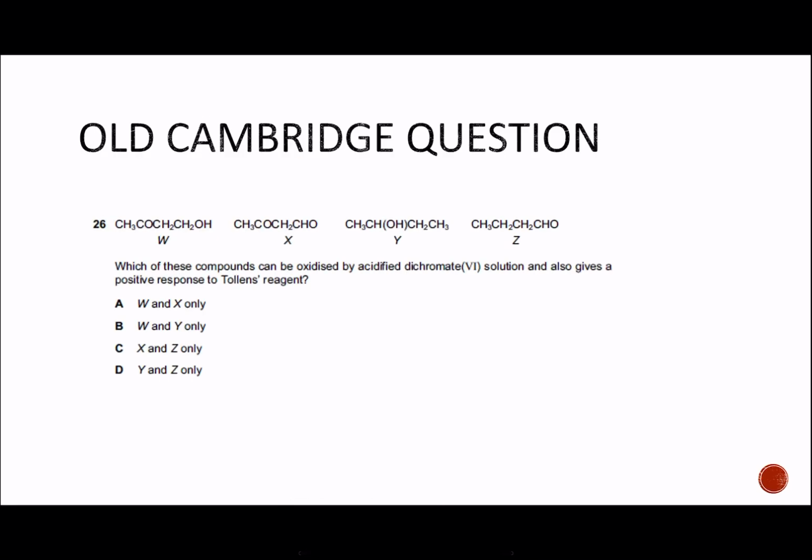So then, old Cambridge question. Which of these compounds can be oxidized by acidified dichromate and also gives a positive response to Tollens' reagent? See if you can figure it out.